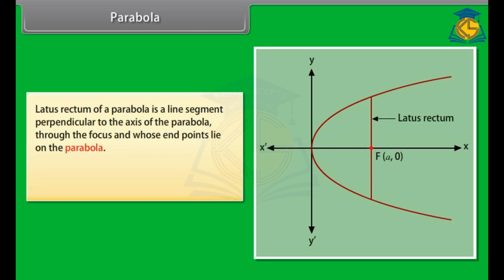Latus rectum of a parabola is a line segment perpendicular to the axis of the parabola through the focus and whose end points lie on the parabola. The length of the latus rectum of the parabola y^2 = 4ax is 4a.